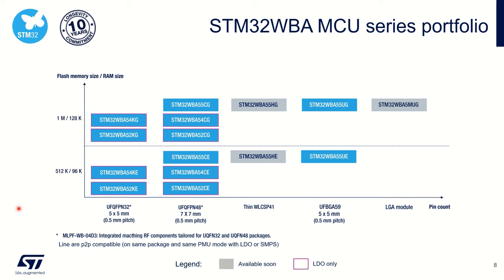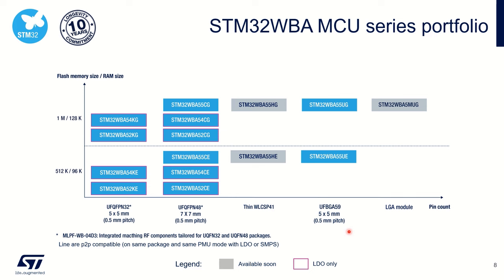Now we can look at the portfolio. On the bottom are the different packages, and on the left side is the memory footprint. This family offers up to 1 MB flash and 128 KB RAM. You see that we have two different products available in the QFN32. In the QFN48, we have three different lines: the 52, the 54, and the 55, which is much more optimized in terms of power consumption thanks to the SMPS. We also have a BGA59 platform that is much more optimized in terms of size, for the 55.